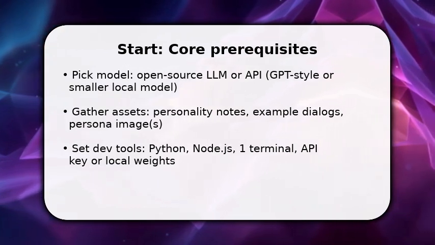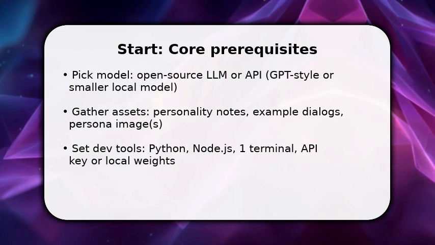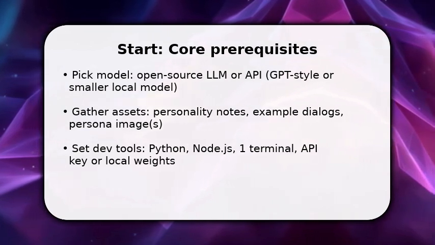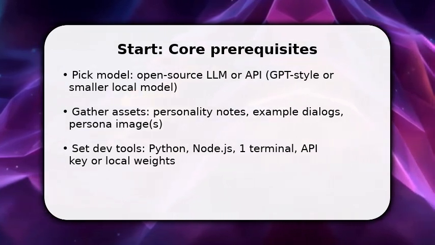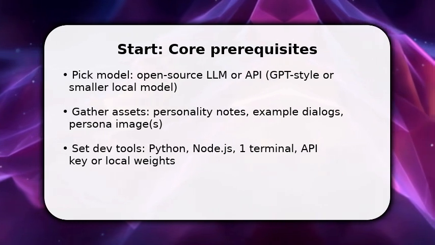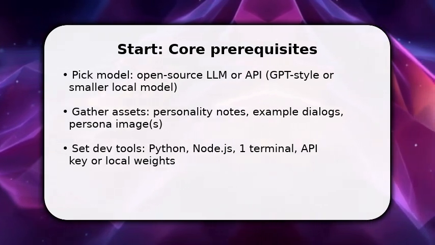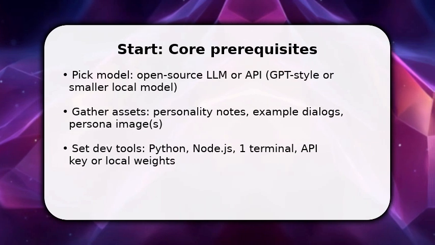Next, prepare your environment. Install Python or Node, store your API key or local model weights, and create a project folder. Make sure to version control the folder, and plan a test prompt set so you can iterate immediately.